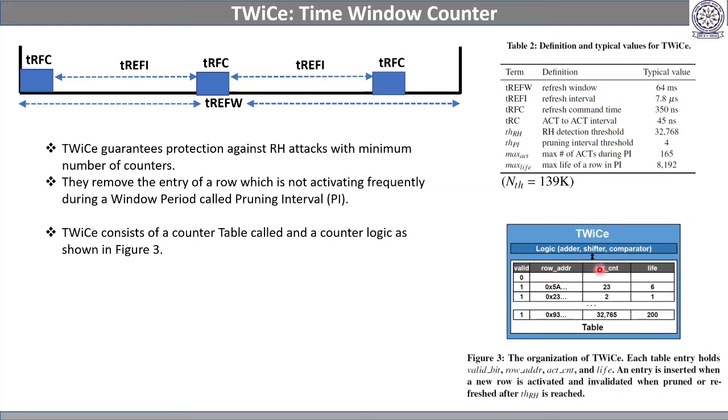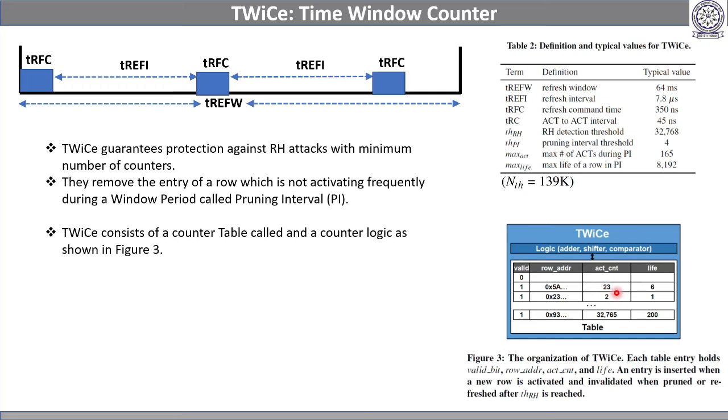This is the actual counter. The counter tells how many activations were performed in this particular refresh window, and it is stored here in this column, the activation counter. And this is life. This life means the PI interval: how many PI intervals this particular row has been in the counter. So if you see this entry, this is a valid entry in the table, and this is the row address. And until now, this particular row has been activated 23 times in a particular refresh window.